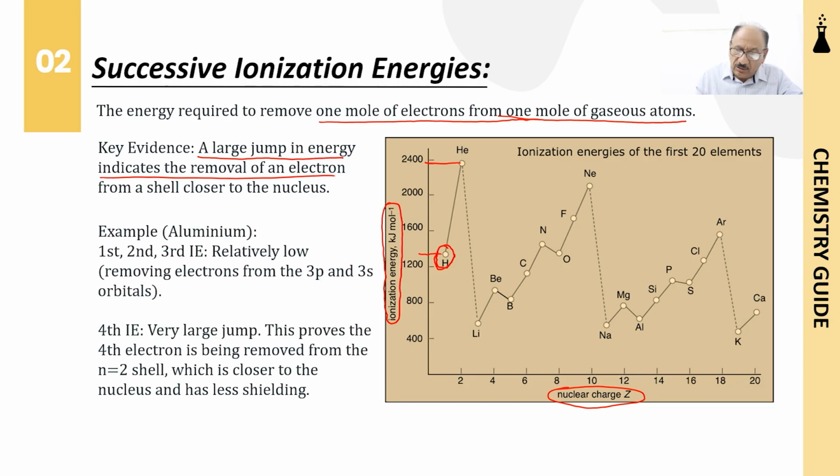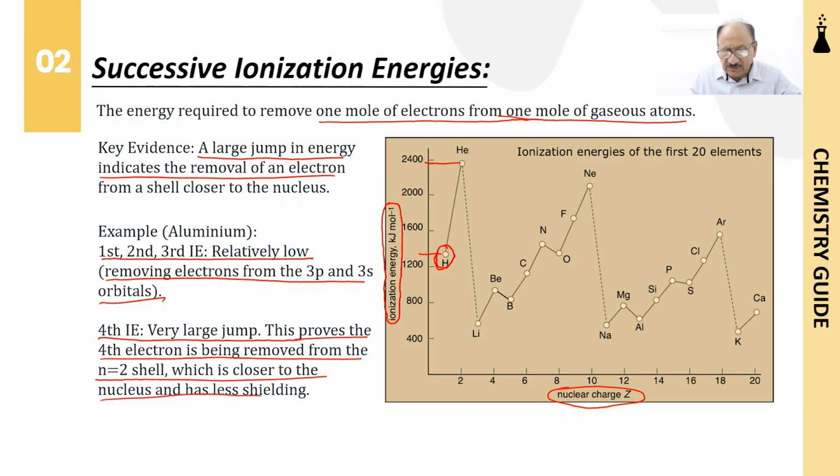Further, if we take the example of aluminium, the first, second, and third ionization energies are relatively low, removing electrons from 3p and 3s orbitals. The fourth ionization energy shows a very large jump. This proves that the fourth electron is being removed from the n=2 shell, which is closer to the nucleus and has less shielding effect. This is what we can discuss in the case of aluminium.